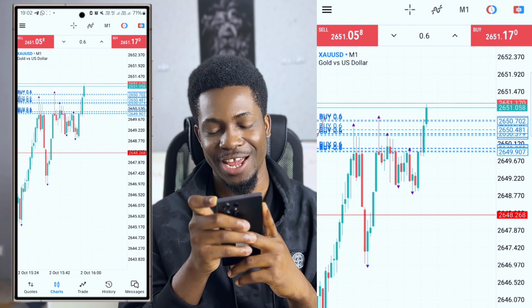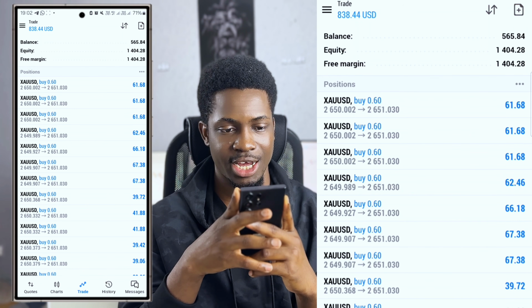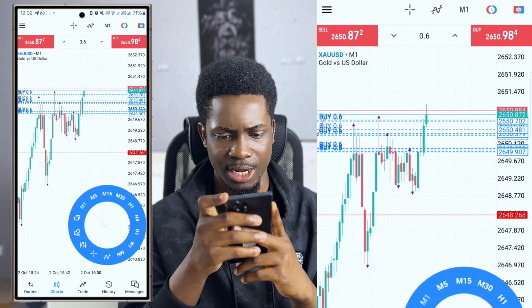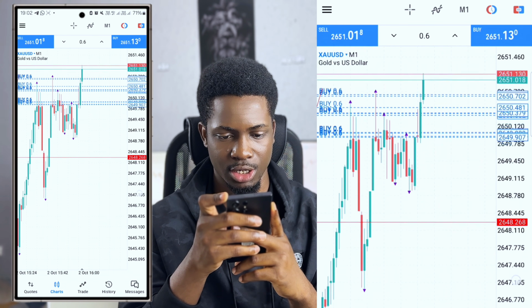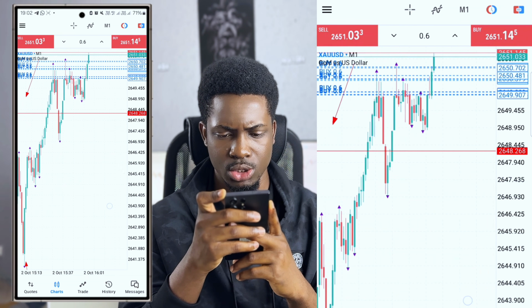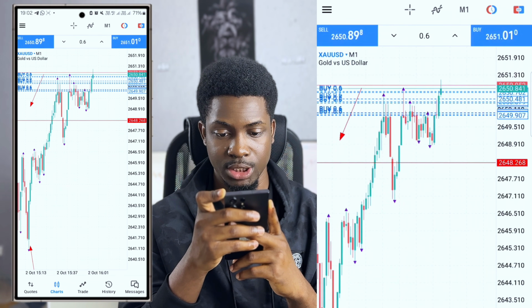Let's see if it can break the level. If it doesn't, we'll zoom off this trade. Over 800 bucks, that's not bad. Okay, over 700, that's not bad. But let's see if it breaks. If it doesn't, we'll zoom off the trade. I don't think it wants to, but let's just be patient a little bit.